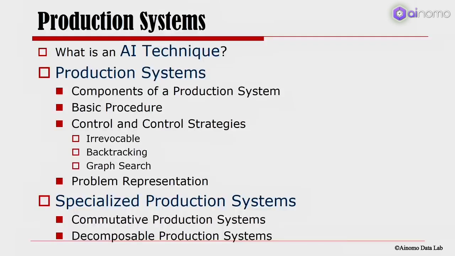Production systems separate facts, the way reasoning happens, and the control system into three distinct units. We shall look at each of them very closely and then focus our attention on how control and control strategies are designed. We will look at what is called irrevocable control strategy, backtracking, and graph search.